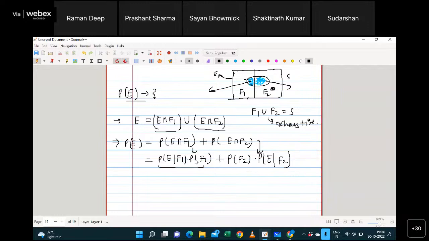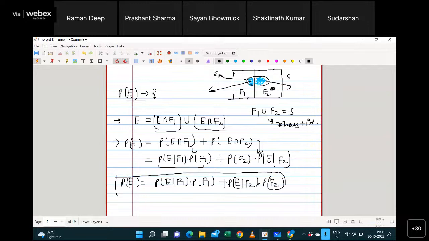So this is what is called the law of total probability. Probability of E is nothing but probability of E given F1 into probability of F1 plus probability of E given F2 into probability of F2. This is called the law of total probability or rule of total probability, both the same thing.